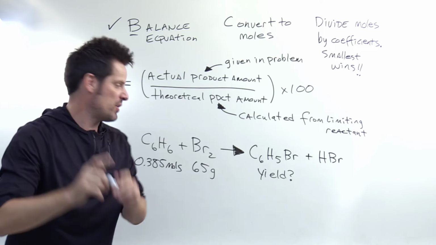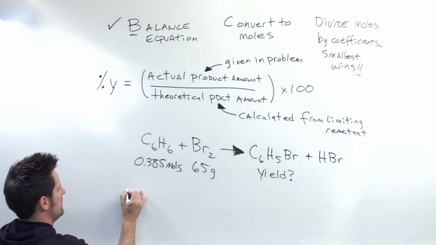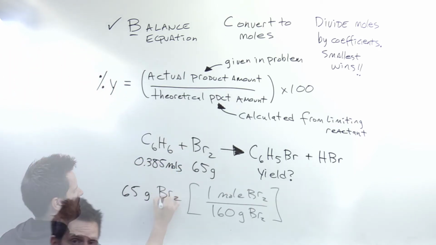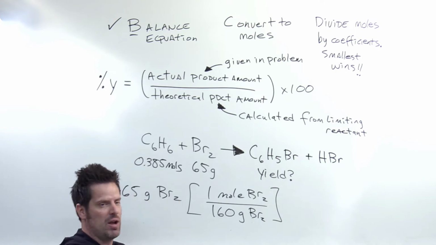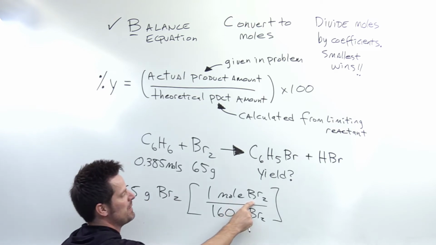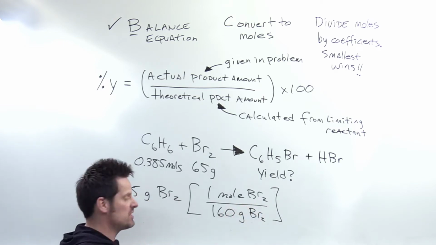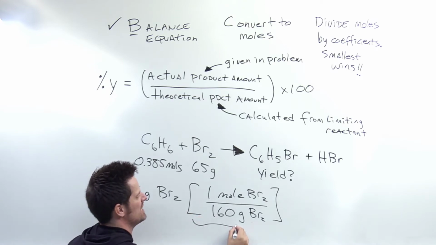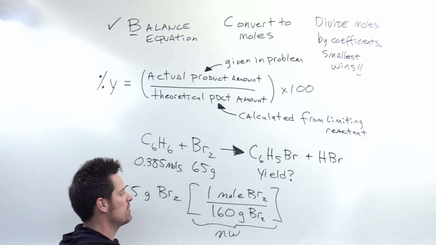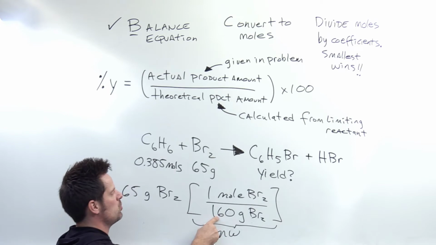Now we'll do the same thing with our bromine, Br2. 65 grams bromine, because the atomic mass of bromine on the periodic table is about 80, and each bromine Br2 molecule has 2 such bromines, the total molecular weight, or MW, also called formula weight, for bromine is 2 times 80, which is 160.